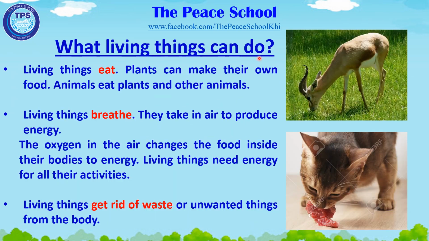What can living things do? Living things eat. Plants can make their own food. Animals eat plants and other animals. Living things breathe. They take in air to produce energy. The oxygen in the air changes the food inside their bodies to energy. Living things need energy for all their activities. Living things get rid of waste or unwanted things from the body.